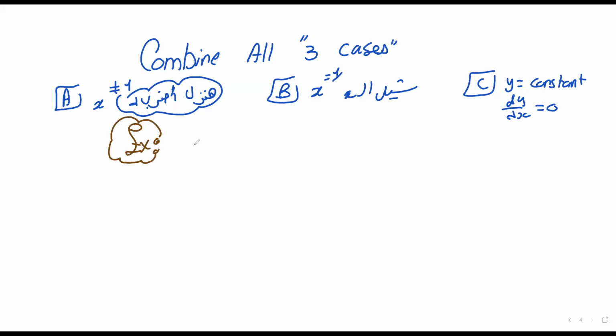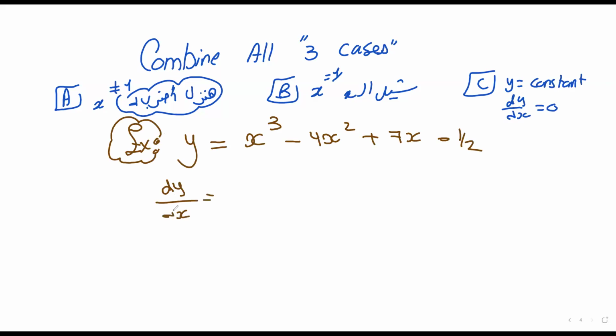So if I am given an equation that looks like this, y equals x power 3 minus 4x power 2 plus 7x minus, say, half, and the question says find dy by dx. This is the most important thing in the lesson. How do we find dy by dx? These first two represent case A, because the power, as you can see, is not 1.